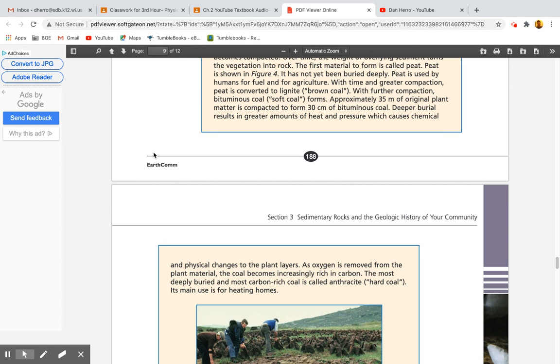Deeper burial results in greater amounts of heat and pressure, which causes chemical and physical changes to the plant layers. As oxygen is removed from the plant material, the coal becomes increasingly rich in carbon. The most deeply buried and most carbon-rich coal is called anthracite or hard coal. Its main use is for heating homes.